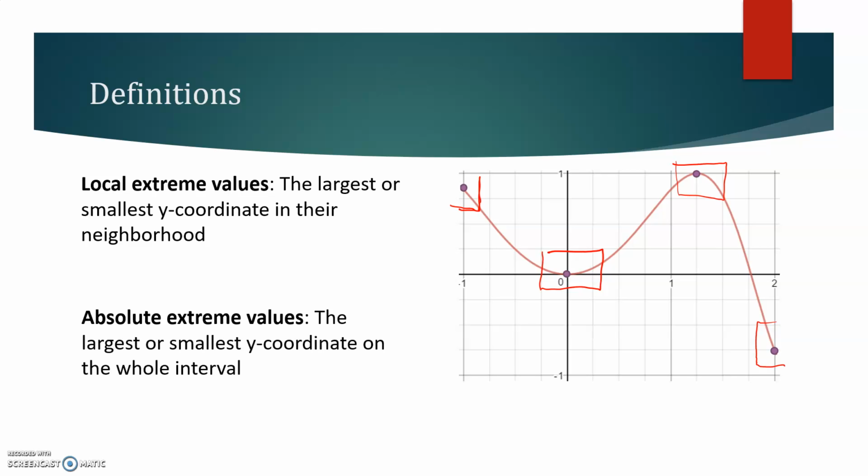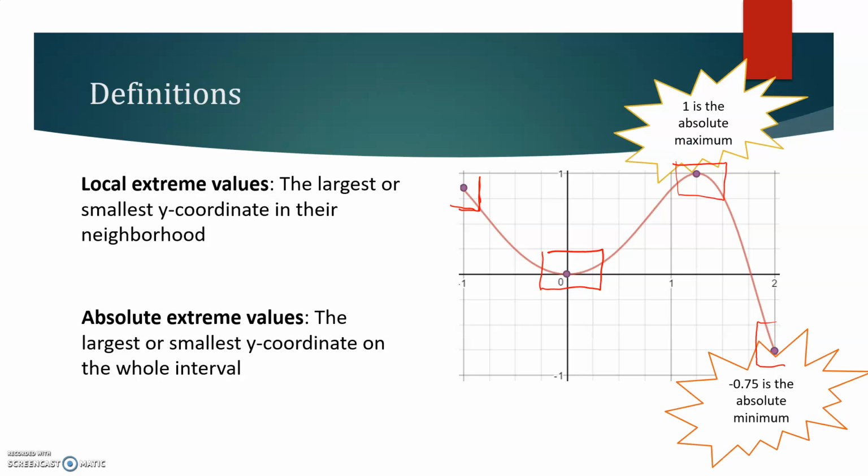Absolute extreme values are going to be on the whole domain. What is the largest and smallest y coordinate on the whole domain? And so for this function, 1 is the absolute maximum because that is the tallest on the whole domain, and -0.75 is the absolute minimum.